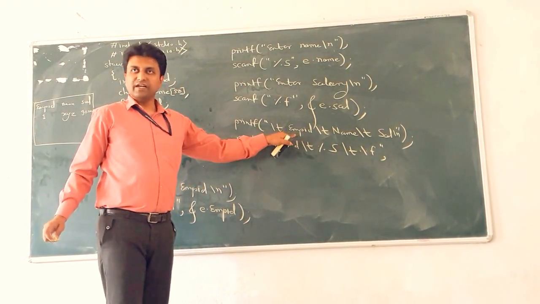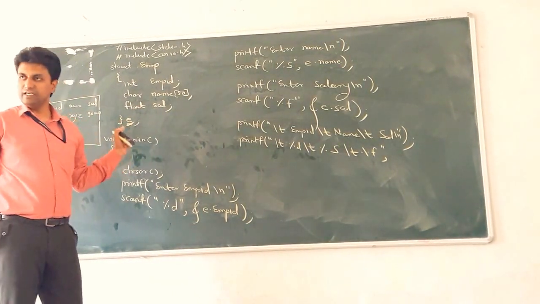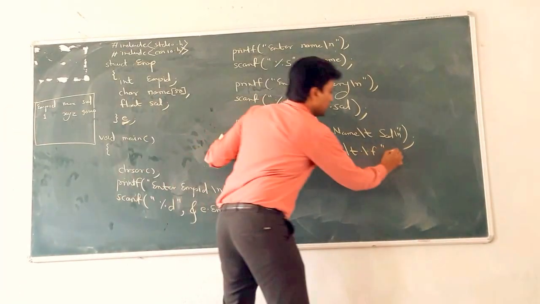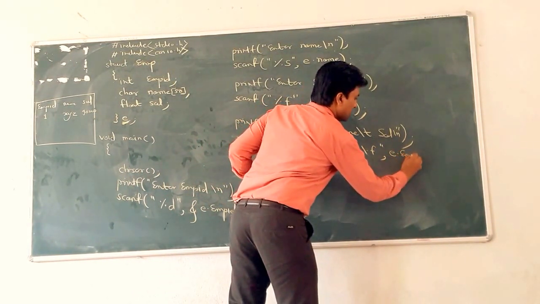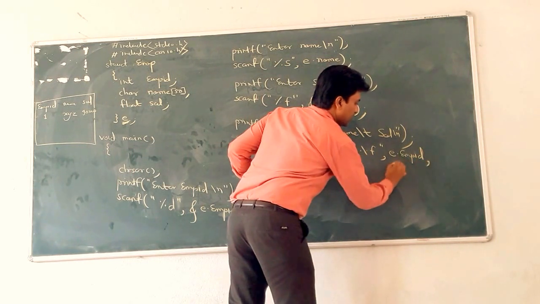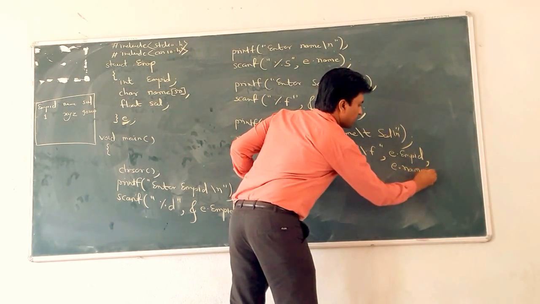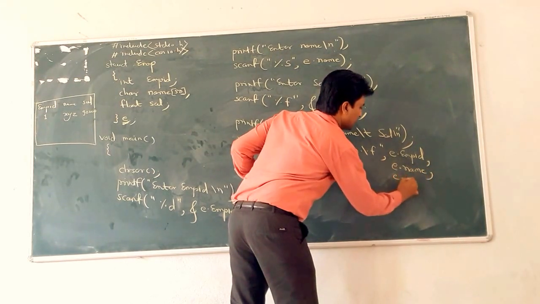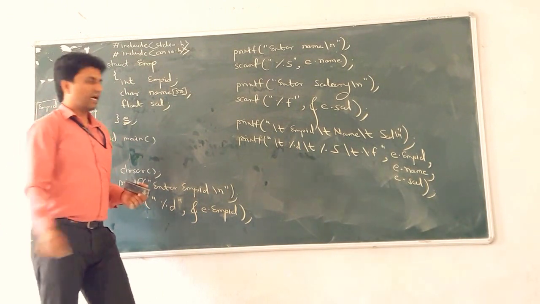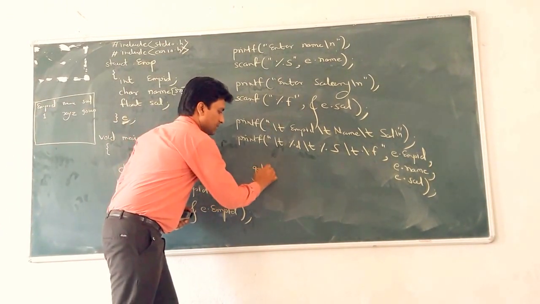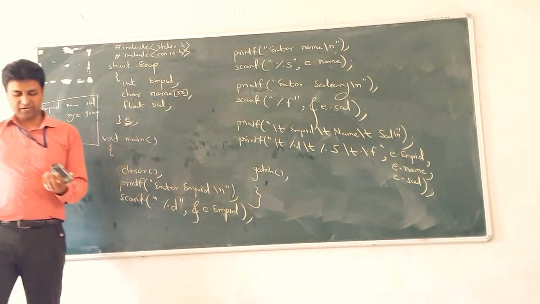How to print the employee ID of e, variable e? So write e dot employee ID, comma e dot second name, comma e dot salary, parenthesis complete, semicolon. Last step is getch, and complete the main function.